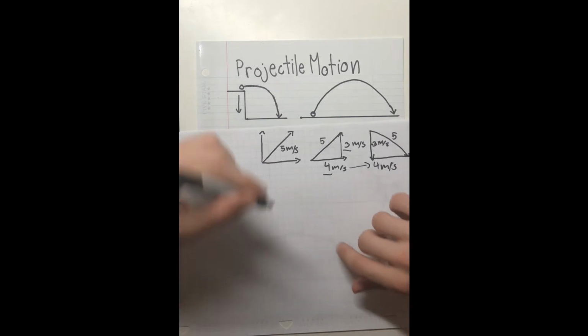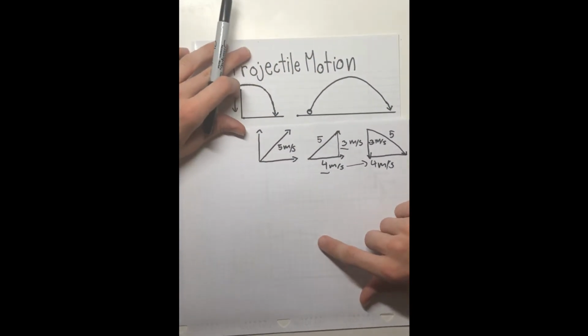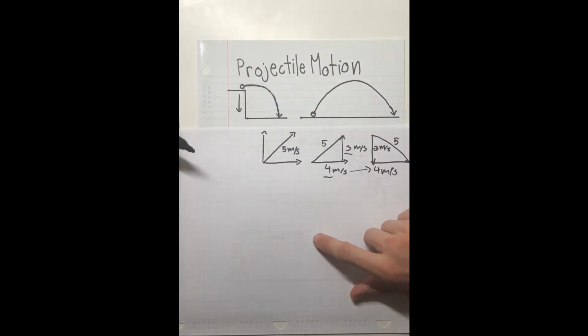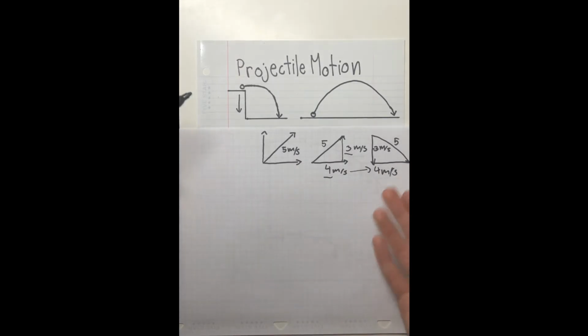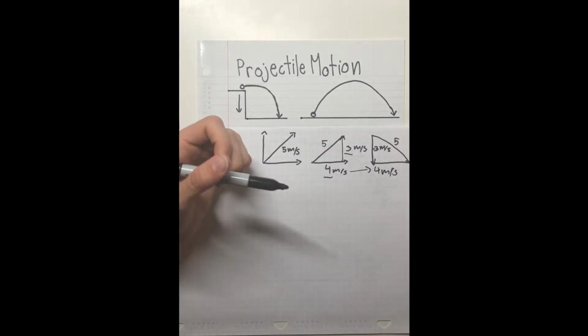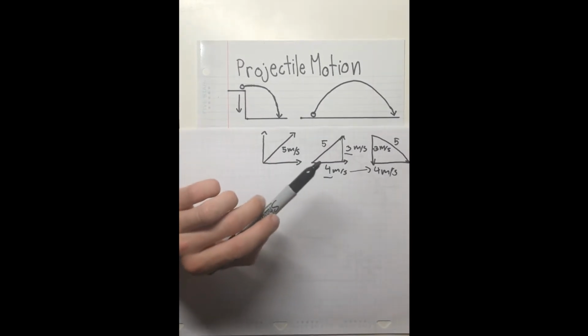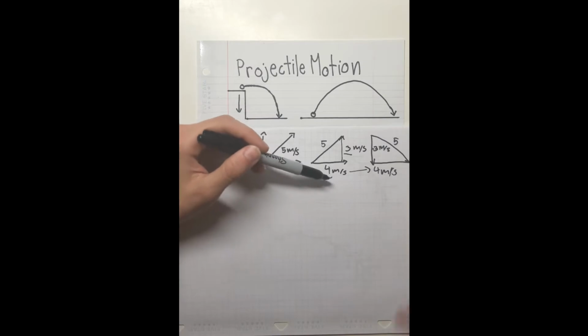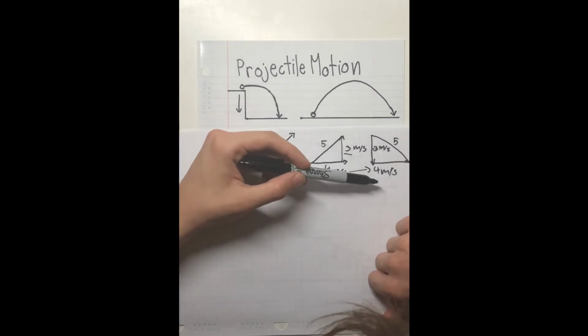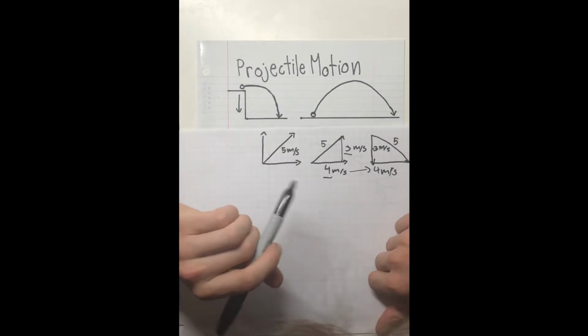That's because there's nothing affecting it in the x direction. There's no force pushing on it, right? If there was wind pushing on it, this would change. This would be maybe 2 meters per second if there was a big gust of wind. But if there's not, we're treating this as if it were in a vacuum. So the 4 meters per second that it begins with is the same 4 meters per second that it ends with.